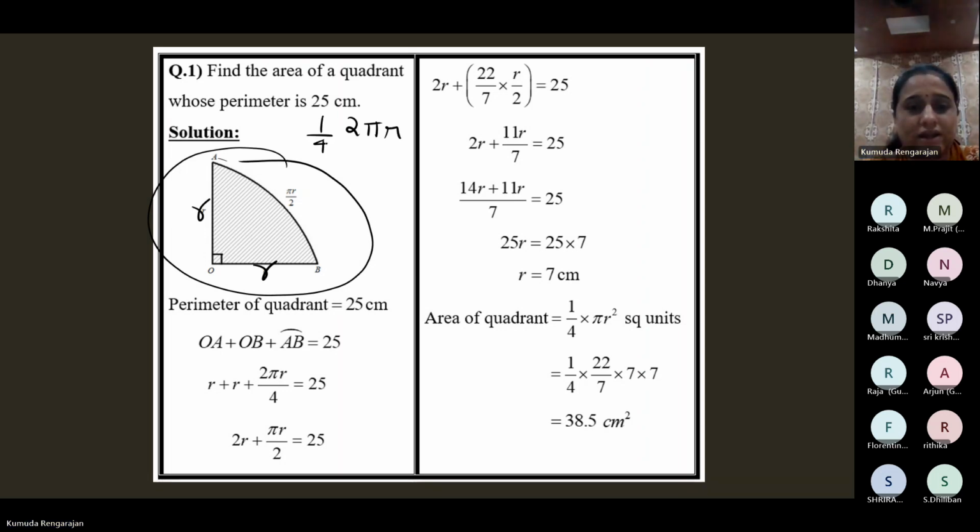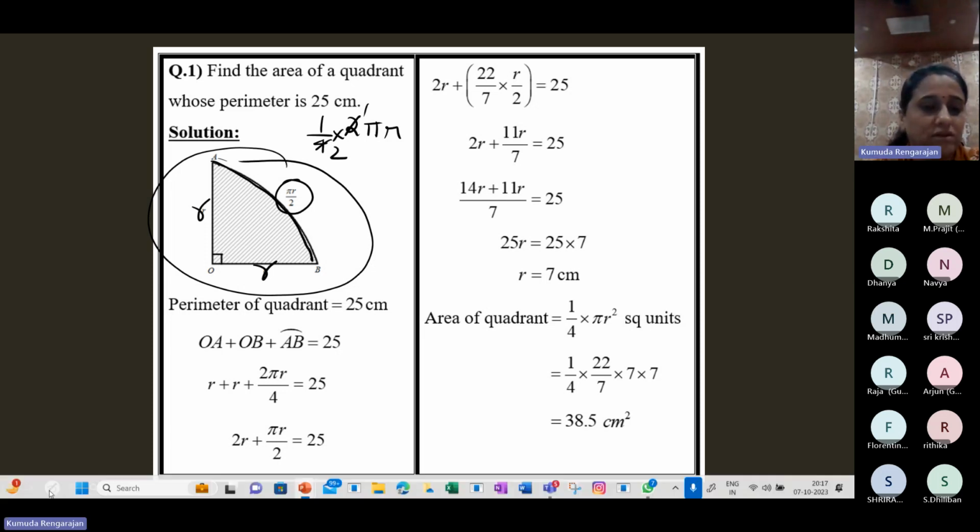1/4 of that is in the quadrant. 2 pi r is the total length, the circumference of the circle. From here to here is 1/4 of the length of the circle. So 1/4 into 2 pi r, that's pi r by 2. That's how we get pi r by 2.